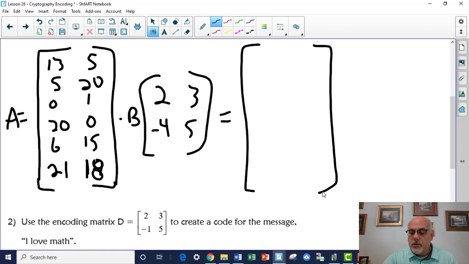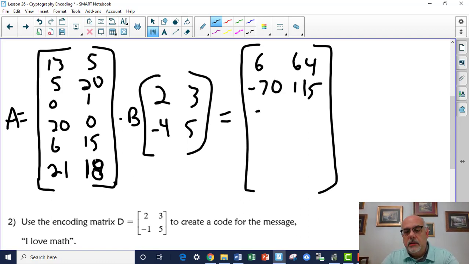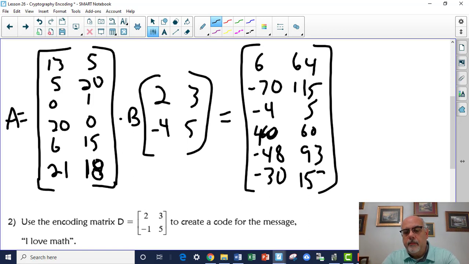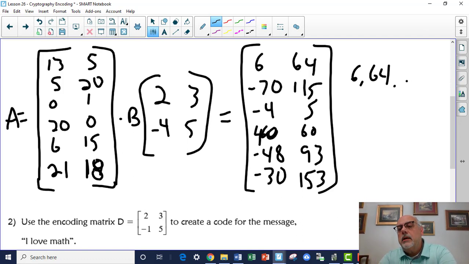So the resulting matrix would be 6, 64, -70, 115, -4, 5, 40, 60, -48, 93, -30, and 153. You can also write them out as a string of characters. It's 6, 64, etc. So you could write it out that way.